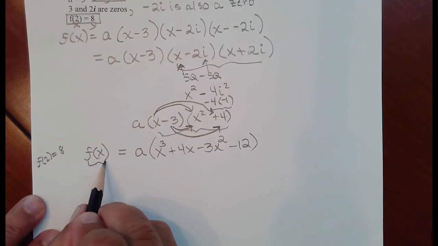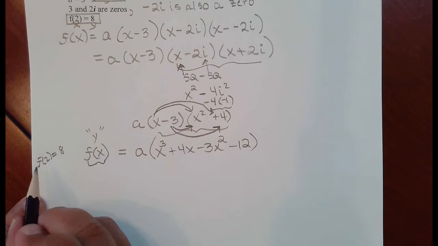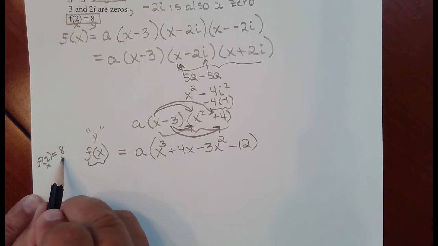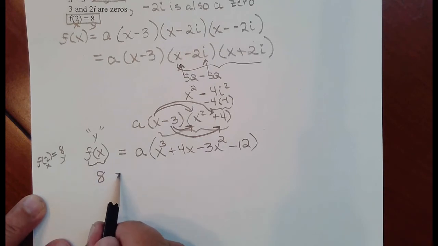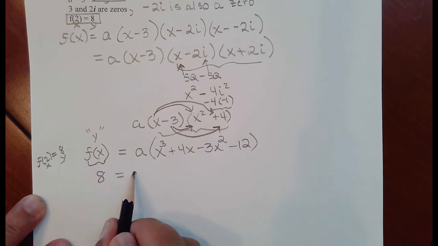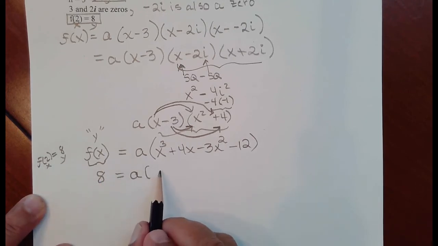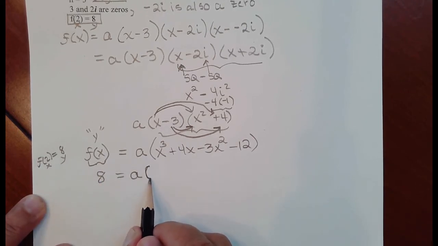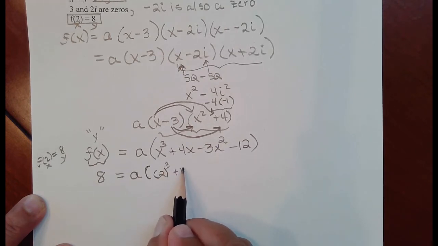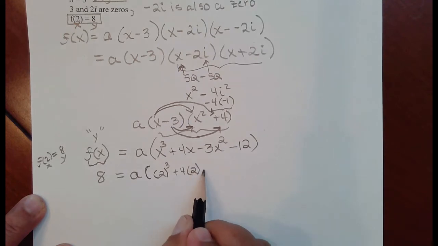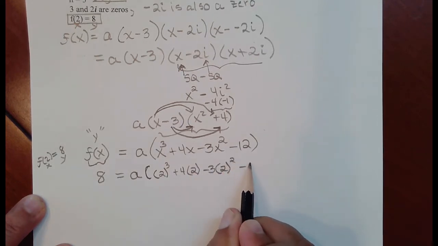All of this stands for y. And this is saying when x is 2, your y value is 8. So let this be 8, this entire function name, which stands for y. You don't know what a is yet, but when y is 8, x is 2. So we're going to come in here inside the parenthesis and we're going to do 2 cubed plus 4 times 2 minus 3 times 2 squared minus 12.